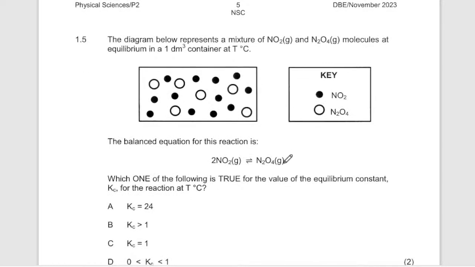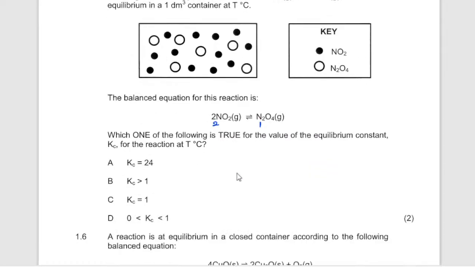We see that 1.5, the diagram below represents the mixture of nitrogen dioxide and dinitrogen tetraoxide molecules at equilibrium in 1 decimeter cubed of container at T. They're saying that the balanced equation for this reaction is this. Here we have 2 moles, here we have 1 mole. Which of the following is true for the equilibrium constant Kc for the reaction at T?